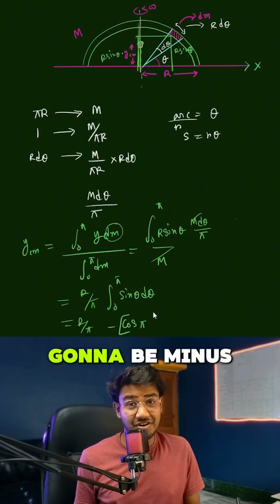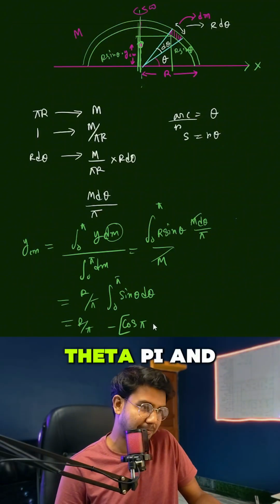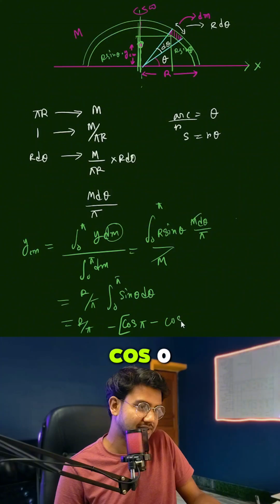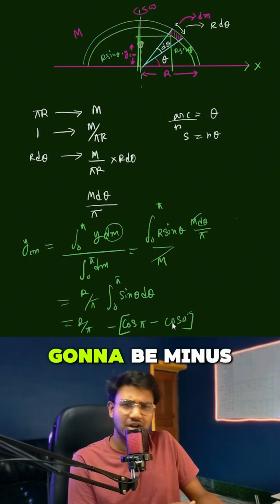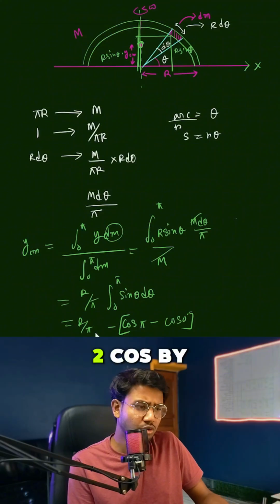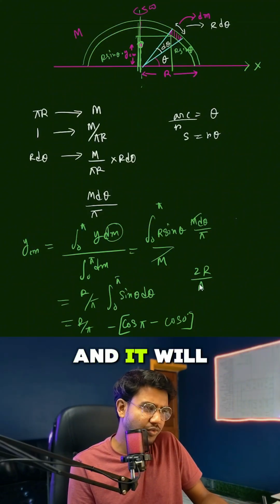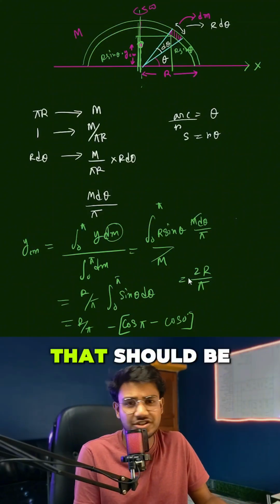Yes, and that's going to be minus cos theta, so minus cos pi and another minus of cos 0, and we already have the minus outside as a common factor. As you can see, both are going to be minus 1, so after that it will be 2 because of the minus outside, and it will be 2r by pi. That should be your final answer.